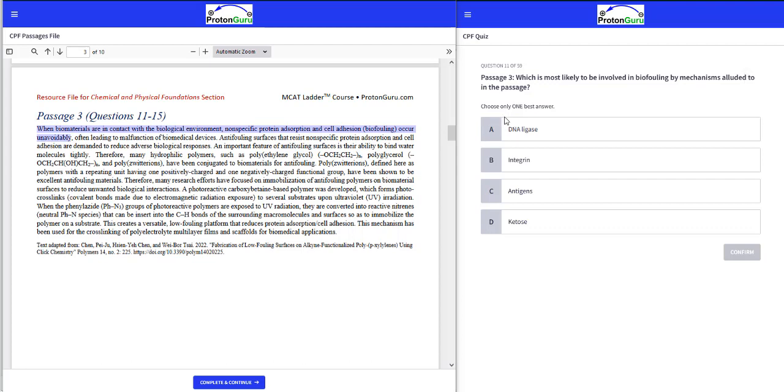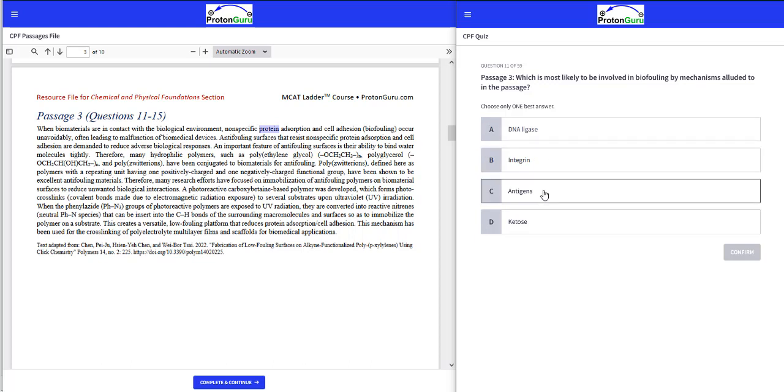And the definition we need is right in the first sentence. If you don't already know what biofouling is, it says that nonspecific protein adsorption and cell adhesion is biofouling. So knowing that, we're looking for a protein, of course, because that's what's going to do the adsorption according to the definition here. And we see DNA ligase, integrin, antigens, and ketose. Well, ketose is a carbohydrate, so we rule that out immediately. Antigens, integrins, and DNA ligase are all proteins.